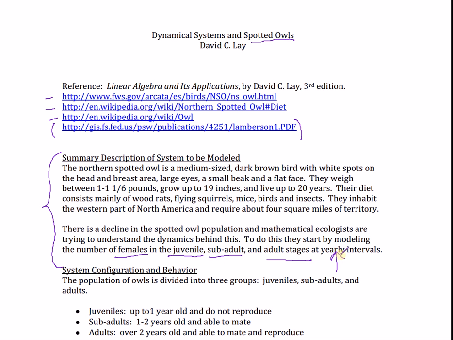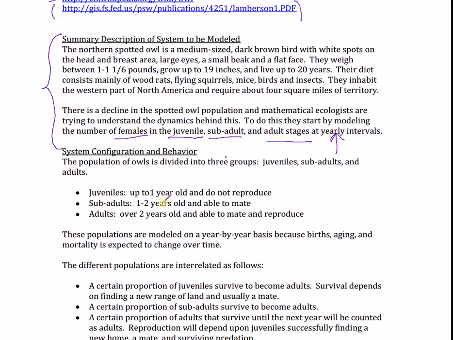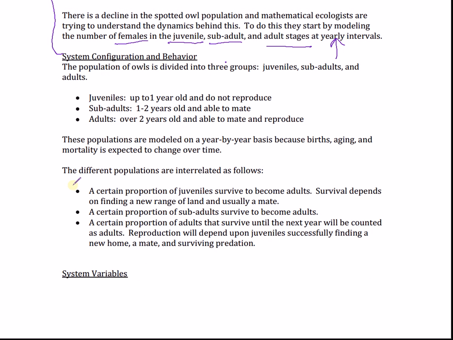So if you remember, in our previous model we had a time index k. In this case, k will represent years. Okay, so here's the classification of the different categories. And this describes how the populations interact. It's really quite intuitive. A certain population of juveniles survive to become subadults. This actually should say subadults instead of adults.